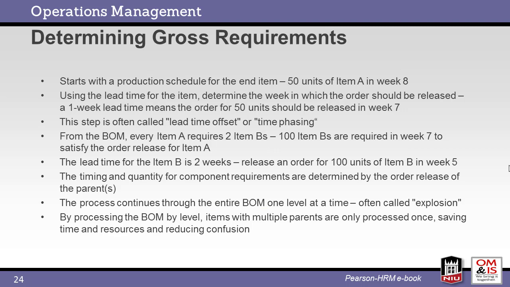This is a step-by-step summary of the process of determining gross requirements for each component and subassembly. The process works one level at a time so that items with multiple parents are processed only once. At the end of the process, the quantities and timing for each is fully defined to be communicated with manufacturing managers for manufactured items and procurement managers for purchased items.